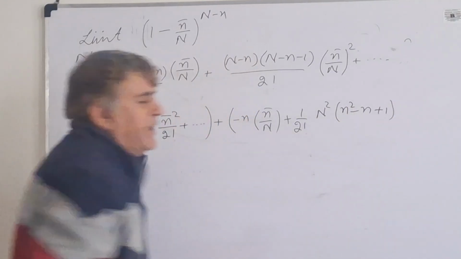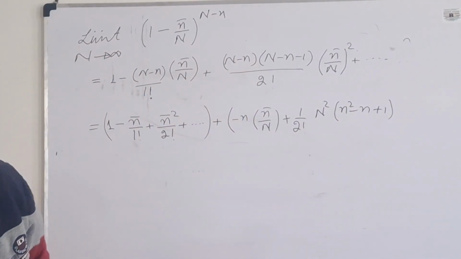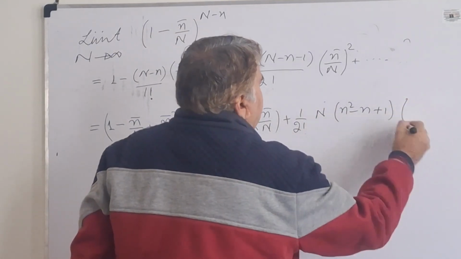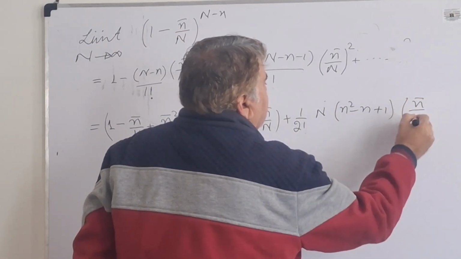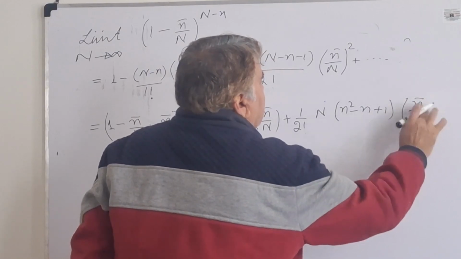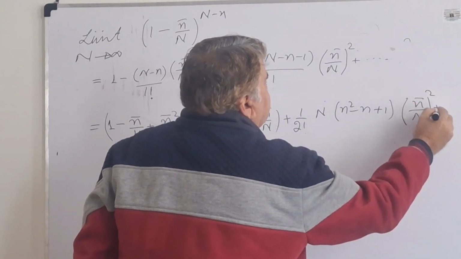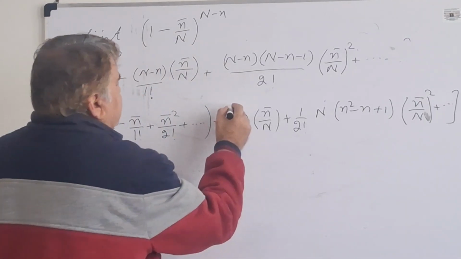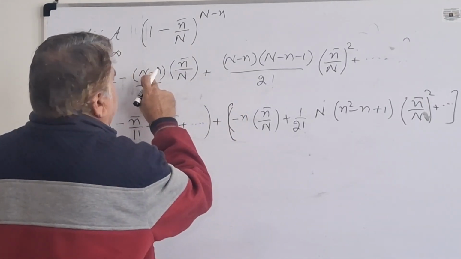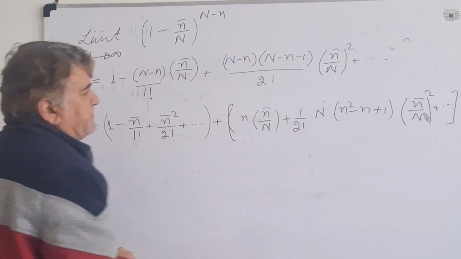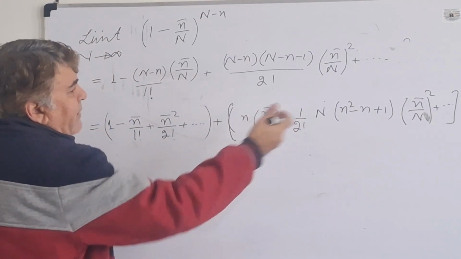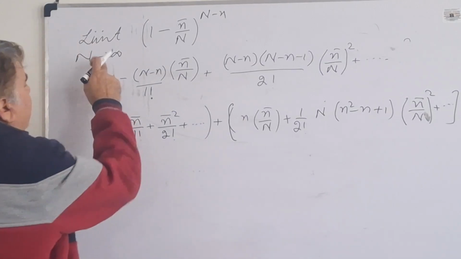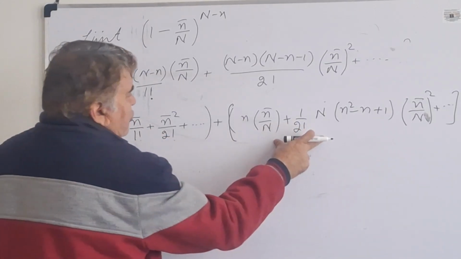Let me check. Am I writing this correctly? No, there is no square on this. So I would have this, and then I would have n divided by capital N, the whole square, and so on. So I get two different series, where this minus multiplied with this minus will make it plus. So I have two different series, and now I apply the limit to this term and to this term.